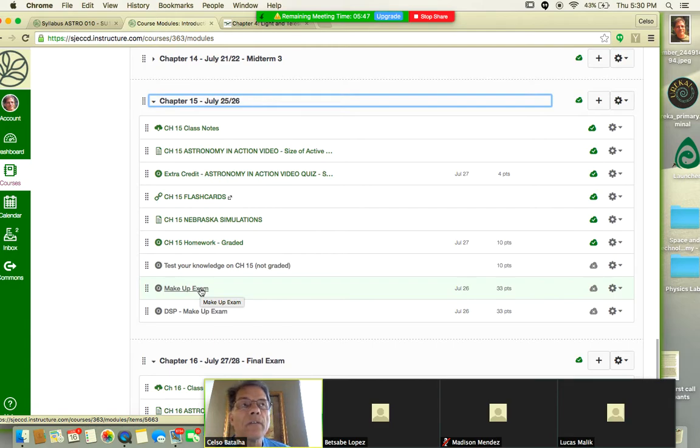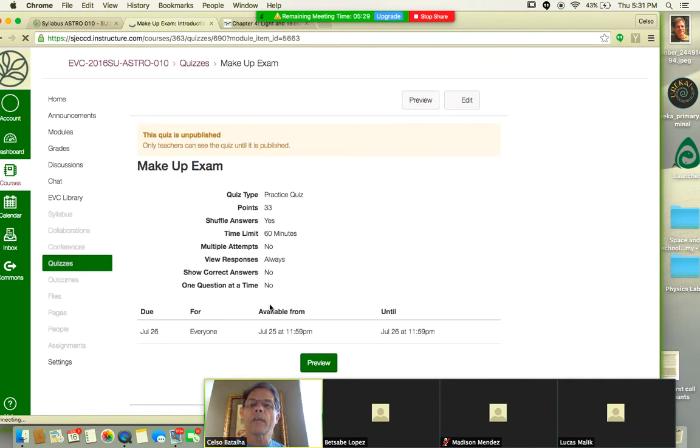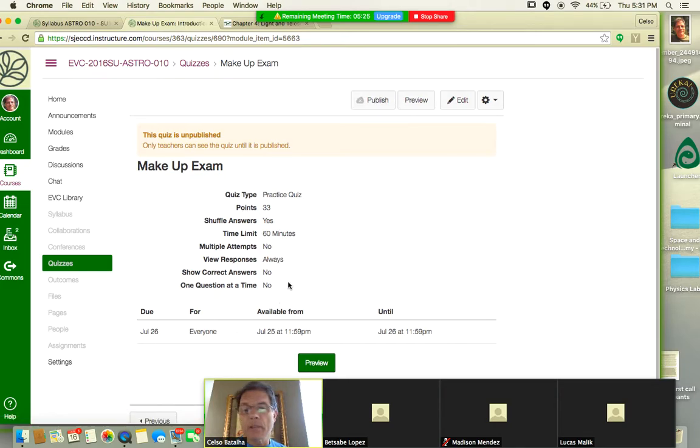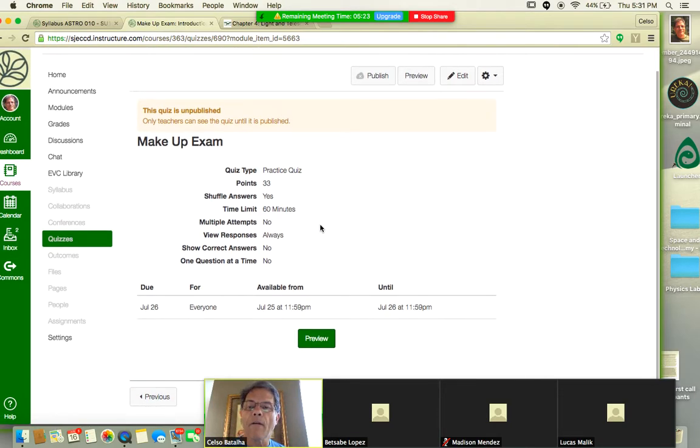And the deal is, you do it, and if your grade on this makeup is bigger than the lowest score in any of your previous midterms, I swap. So it's a good thing to do. And besides, since it's comprehensive, it helps you to get prepared for your final exam, which is also comprehensive. Okay.